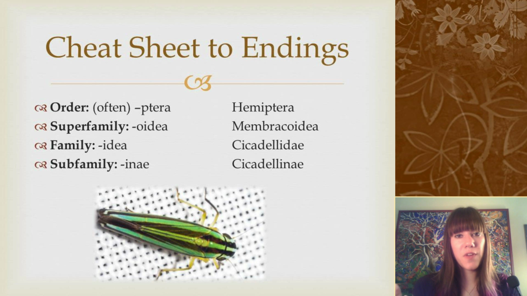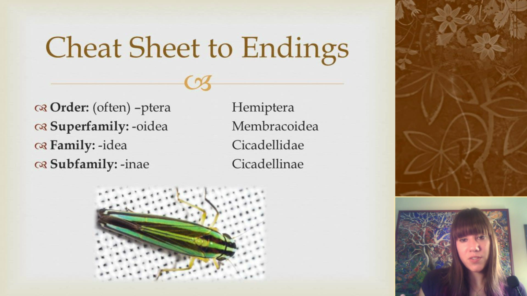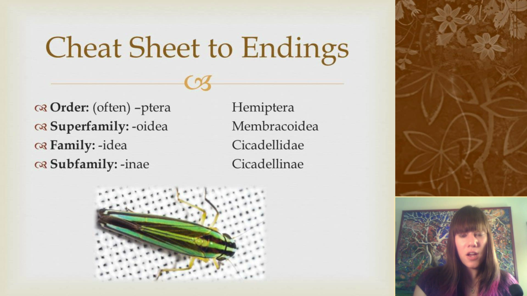The superfamily ends in -oidea, O-I-D-E-A, always, forever, through all taxonomic groupings in animals. And an example is Membracoidea. Family endings are -idae, I-D-A-E, and an example is Cicadellidae. And subfamilies always end in -inae, I-N-A-E, and an example is Cicadellinae.